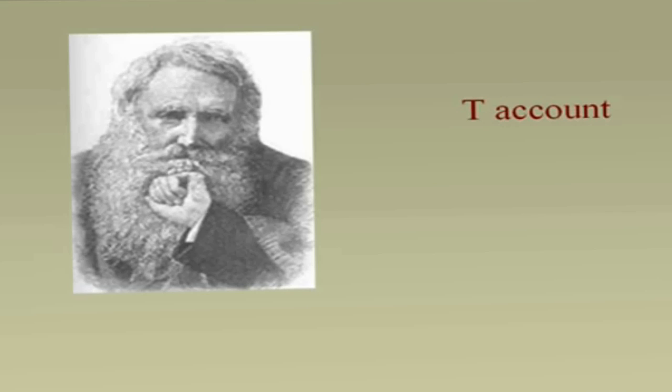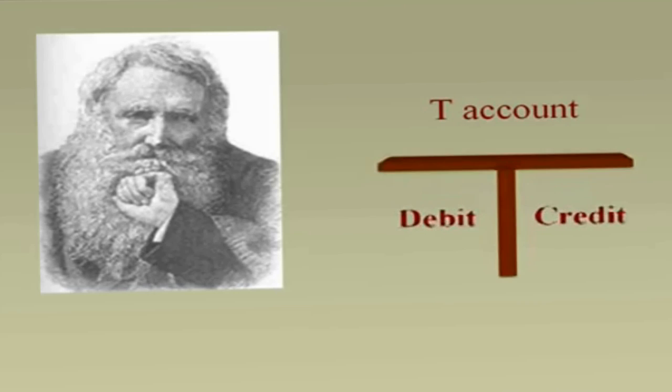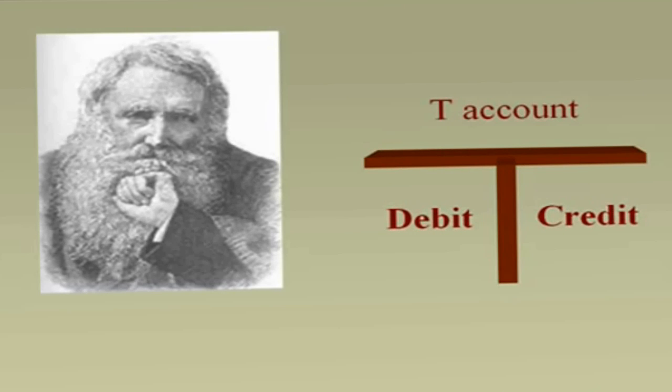When a transaction is recorded on the left side of a T account, it's called debit. Debit simply means left side in the language of Luca Pacioli. The right side of a T account is called credit. Credit simply means right in the language of Luca Pacioli. So debit doesn't mean good or bad or plus or minus. It just means left. People do get confused about this.